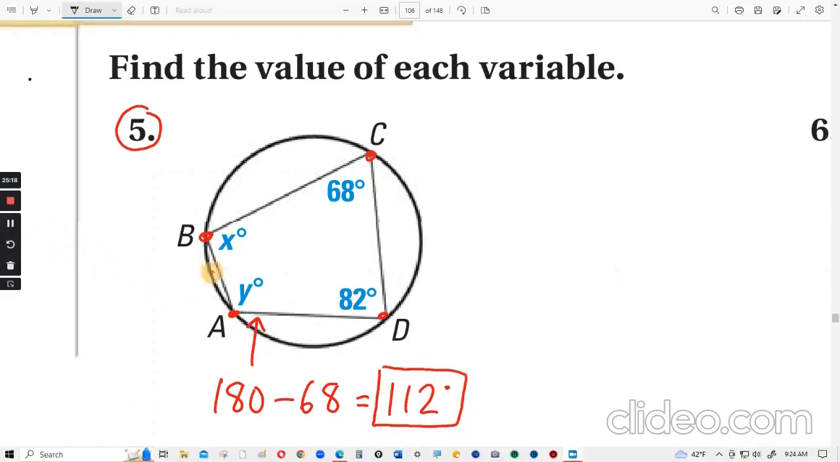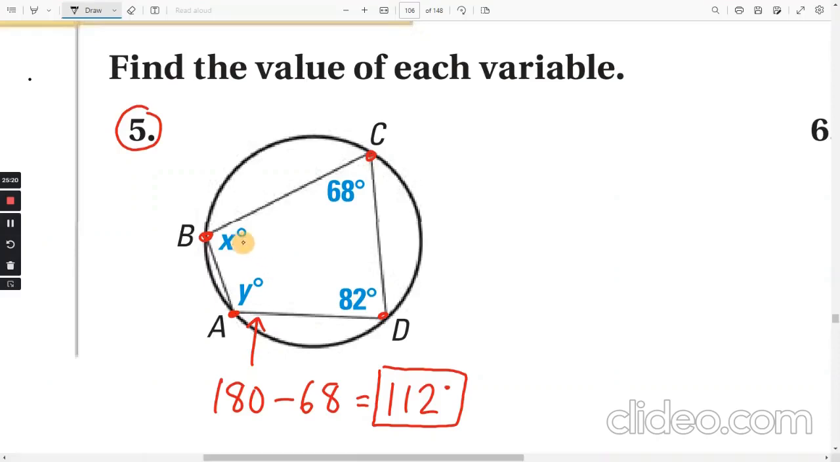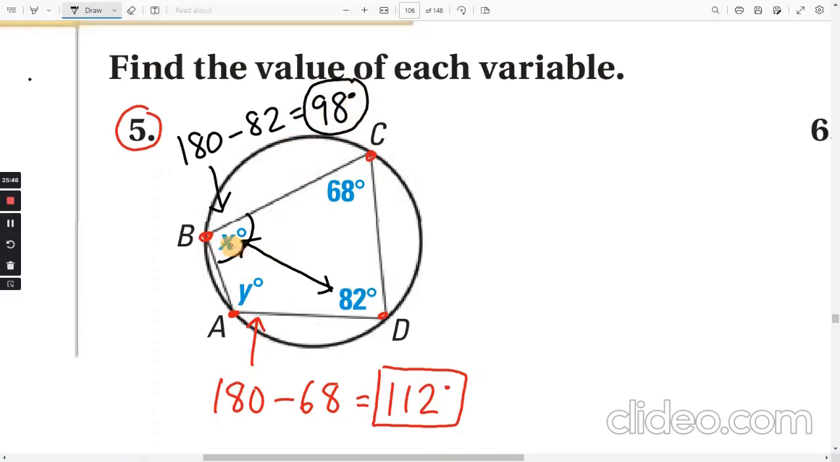For the other opposite angles, go across or diagonal. Alright, we're looking for angle X. We're looking to solve for X, and these two add to 180, so we just subtract 82 from 180. And that's going to equal 98 degrees. So this was for X, and this one here was for Y.